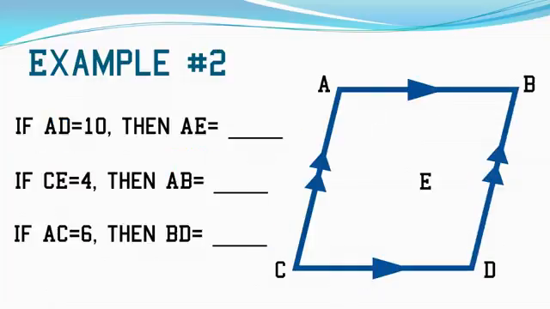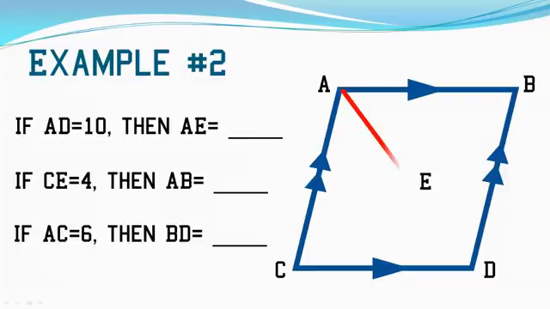Let's look at this parallelogram. In this case, I know it is because it has the markings. Those little arrows tell me that the opposite sides are parallel. If all pairs of opposite sides are parallel, that means they're also congruent, means I have a parallelogram. If AD equals 10, then AE equals something.